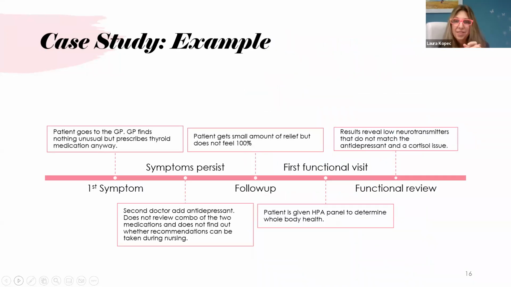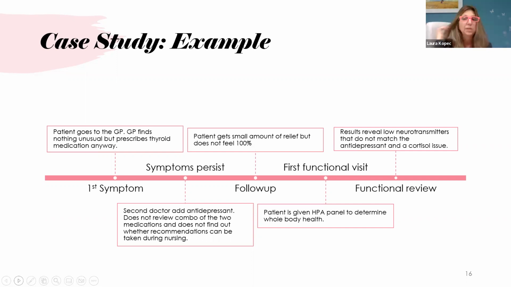Okay, here's a little case study for you, a sample. A woman was nursing, and with her first symptom, she went to her GP. The GP found nothing unusual in diagnostic testing. All her labs came back normal, but prescribed thyroid medication anyway. Then the symptoms persisted, so this individual went on to see a different doctor, who prescribed an antidepressant. That doctor did not review the combination of the two medications, and didn't find out whether or not they can be taken during nursing. I think this is a concern.